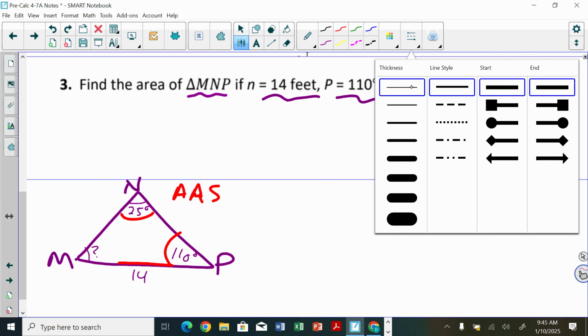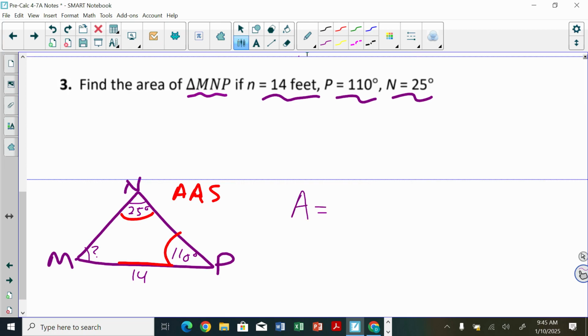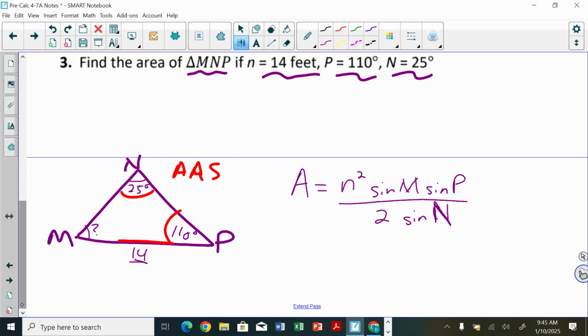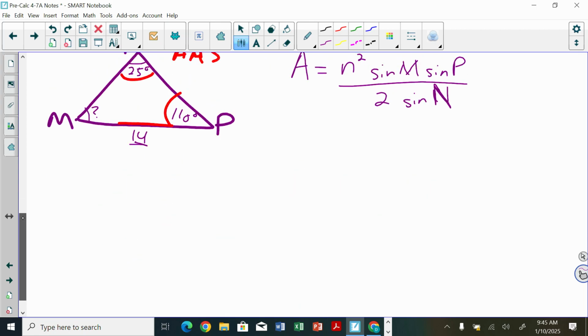Okay? So let's do it. To do this, we need, so N is the side that I have. It's the only side I have, so I'm going to use N squared. And then that means that I'm going to take the sine of the other two angles, sine of M and sine of P, and divide it by 2 times the sine of N. Okay? But in order to use this, I need all 3 angles, because you can see right here, I've got M, P, and N, so I need to find all 3 angles. Well, I can do that. That's not a problem.